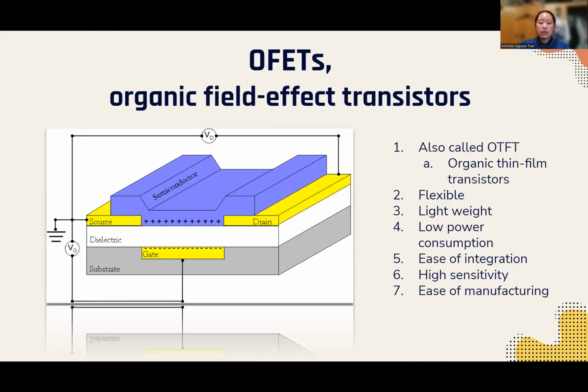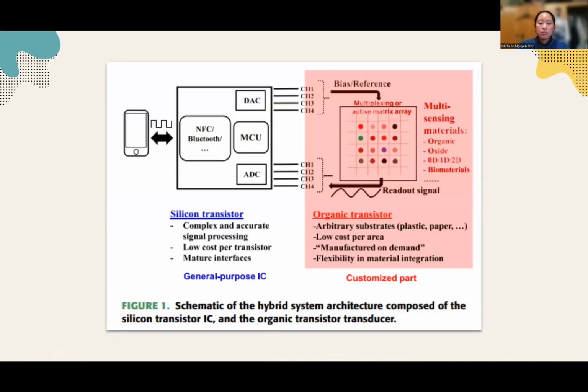Organic field effect transistors, or OFETs, are field effect transistors that use an organic semiconductor as their channel. They are also known as organic thin film transistors, and they are distinguished by their inherent flexibility, lightweight, low power consumption, ease of integration, high sensitivity, and large area manufacturing. These can also function as switches, amplifiers, transducers, drivers, and data storage components for many different applications. The proposed hybrid sensor system combines silicon ASICs and OFET circuitry, which is illustrated here on the screen.